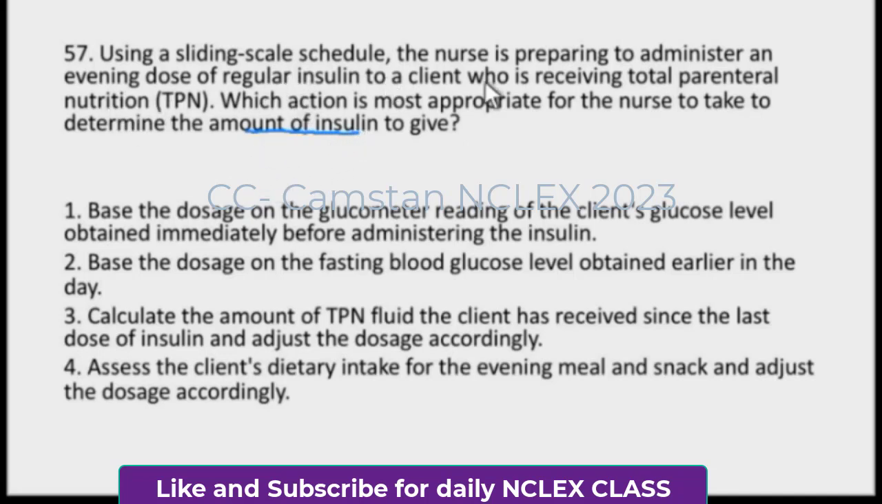So before starting the question, let's first read about the sliding scale schedule. What is a sliding scale schedule? In this, the dose is based on blood sugar levels just before the meal, right? So in case the blood sugar levels are raised, we need to give more insulin to the patient. And how do we measure these blood sugar levels? These blood sugar levels are measured using a glucometer.